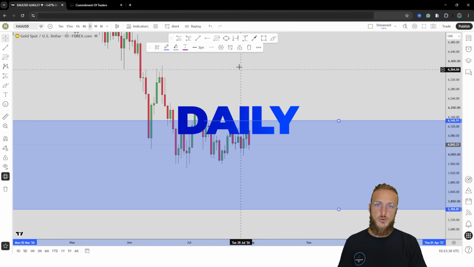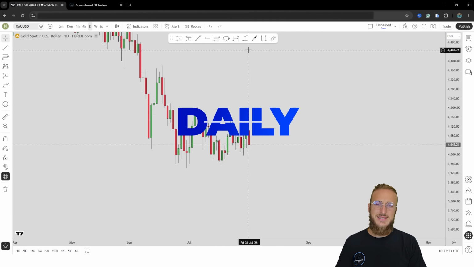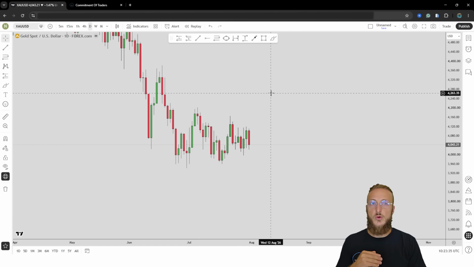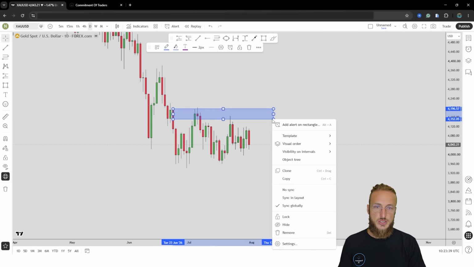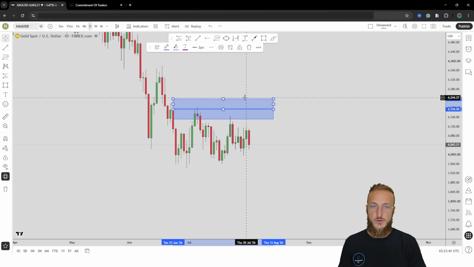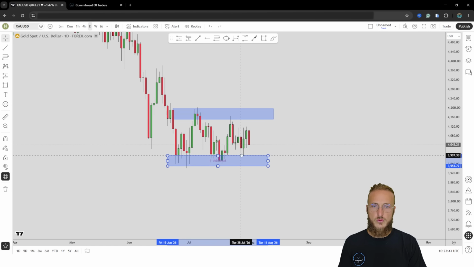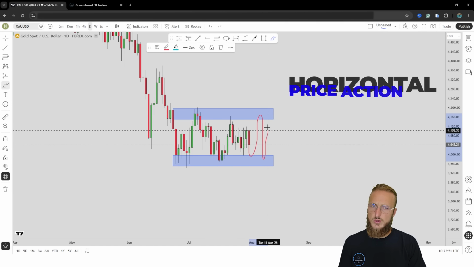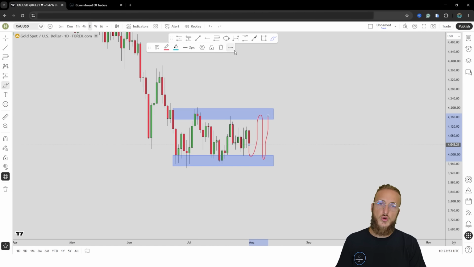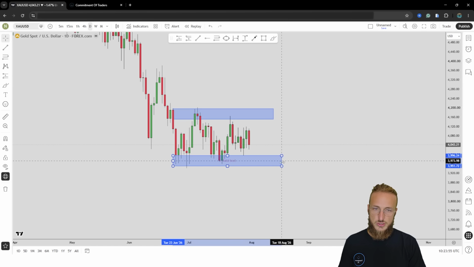Now, from a daily standpoint, what we can notice is that again, the range is very clear. From a daily perspective, we can notice how the top of the range is currently here. The bottom of the range is currently here. Now, of course, until the market will remain trapped in between these two levels, we can expect more horizontal price action to develop in between these two zones, essentially continuing the accumulation.